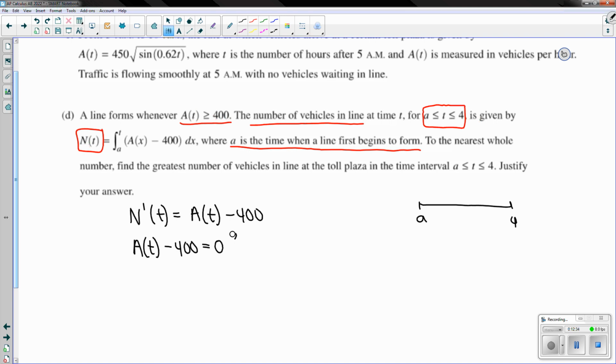Now we can manipulate this a little more. So we can say we want to know, well, when does a of t equal 400? And isn't that nice that that's an observation we're making here, because we also know that whenever it's greater than or equal to 400, a line is going to begin to form. Now, when we plug in this function to our calculator to graph it, we're going to y equals, and we're going to graph this function here.